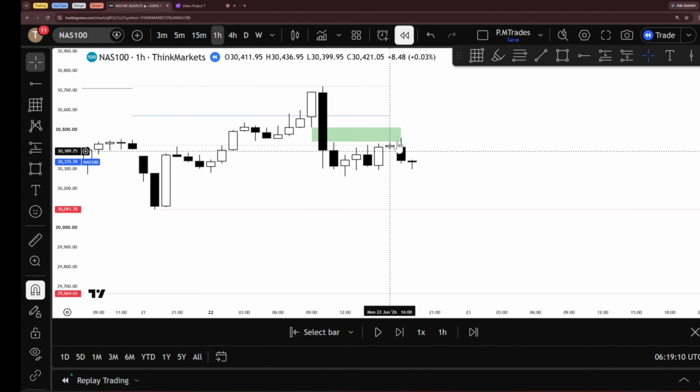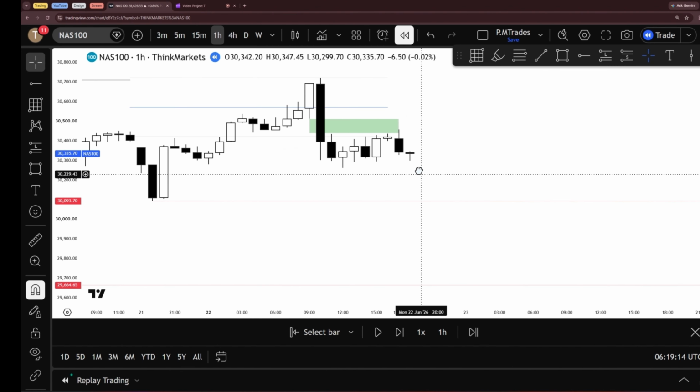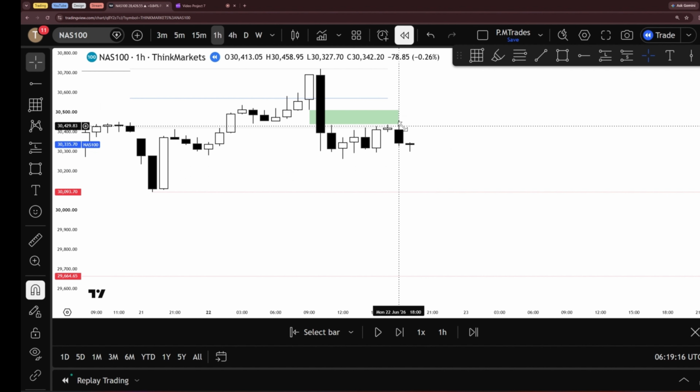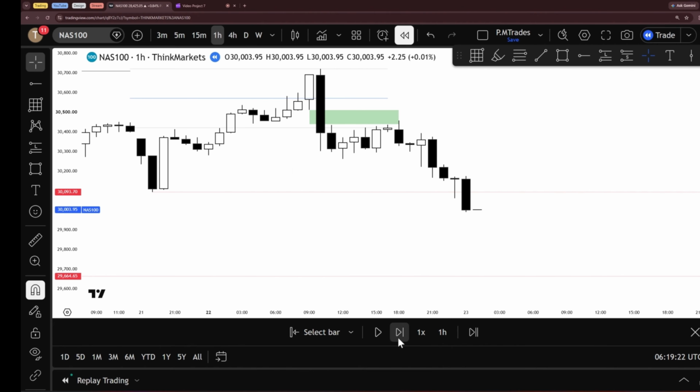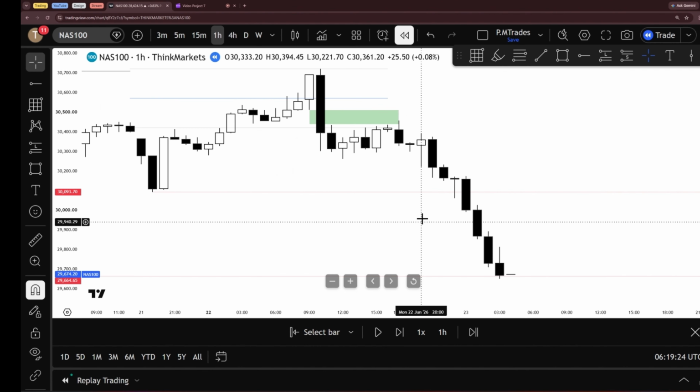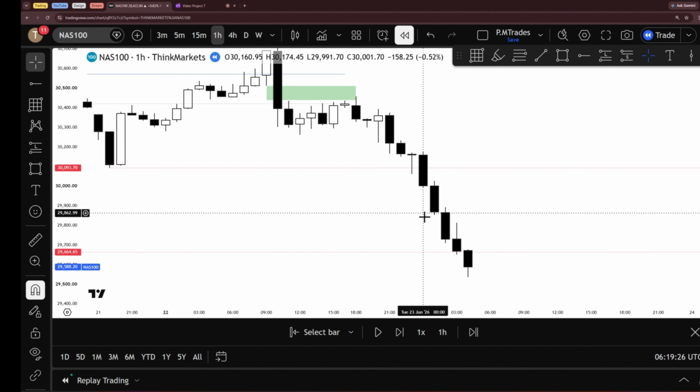We'll see price interacts with this gap and respects it significantly. Probably this is going to be the high of the day. Let's see how price plays out. And yep, we had a crazy overnight expansion.